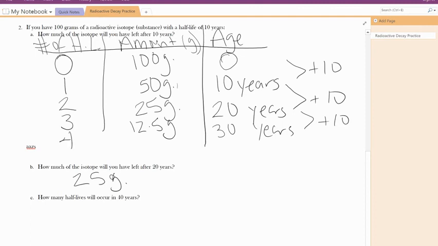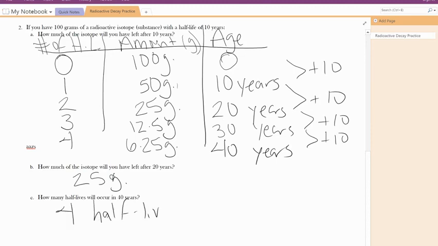At 4 half-lives, we would get half of 12.5. So we would have 6.25 grams of the substance. Add another 10 years, so this would get to our 40 years. So for part C, how many half-lives will occur in 40 years? There would be 4 half-lives. And we would be left with 6.25 grams.